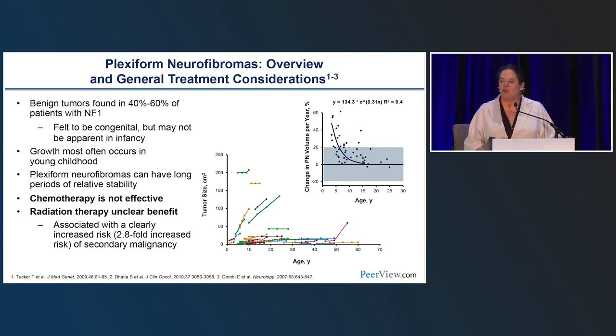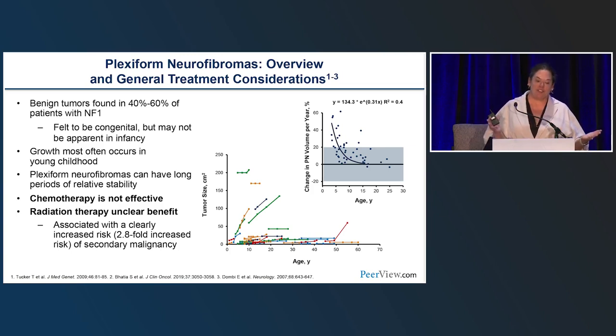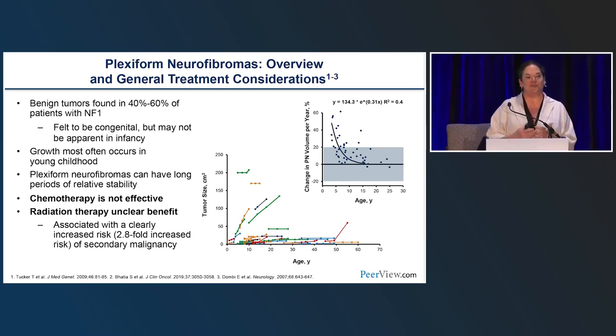And the graph below are individual plexiform neurofibromas looking at tumor size changes over time. You can see once you get to about age 20, the majority of them don't change. It's really more in young childhood that happens. Now, plexiforms can be quite frustrating, right? Two-dimensional MRI doesn't show that volumetric change. Most of us don't have volumetrics readily accessible at our institution, and they can go through long periods of stability.